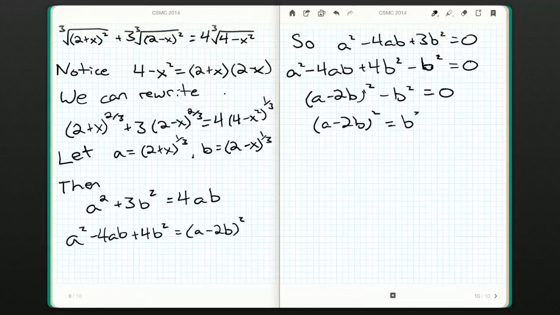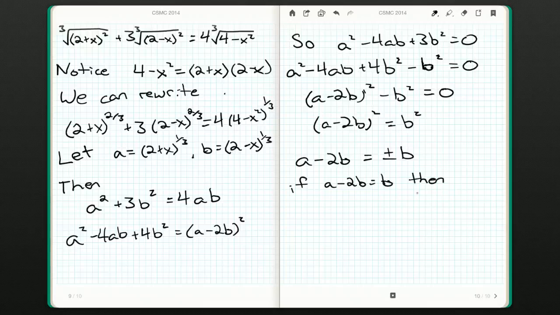Well, that's fantastic. We're starting to get stuff, because now that we have these as squareds, what we can do is square root both sides and we get 2 relationships. Square root both sides. We have to have a plus minus in there somewhere. We get a minus 2b equals plus or minus b. So we get 2 cases for a relationship between a and b. So we can either have a equals b, or we can have a equals 3b. These are the 2 possibilities we could have.